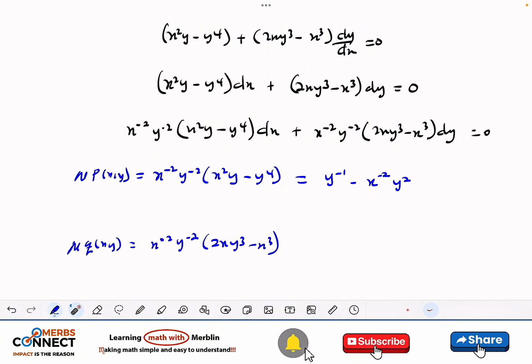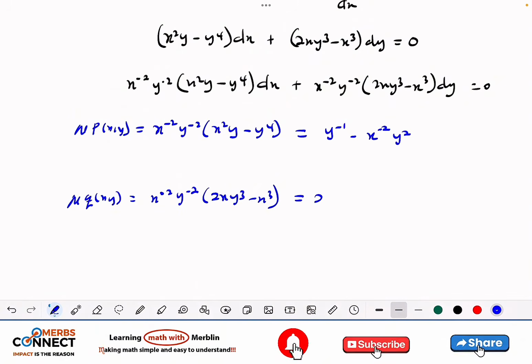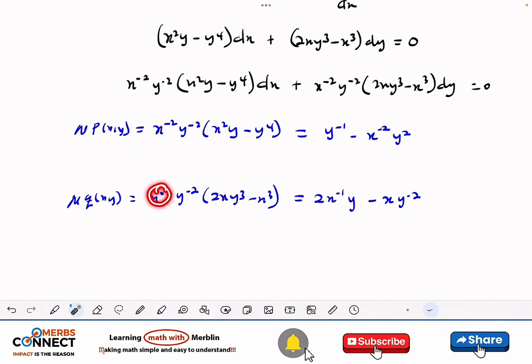Good. Now, what about this one too? This one too is going to give us 2x to the power minus 1 y minus x y to the power minus 2. So multiplying this one by this, the exponent of x is minus 2 and 1, which will be minus 1. Minus 2 and 3 for y will be 1, and the minus 2 will be here.